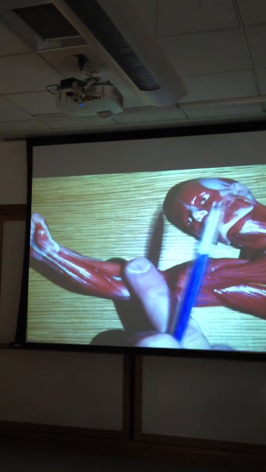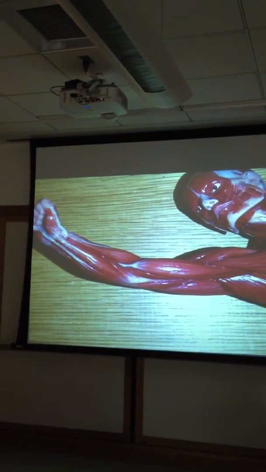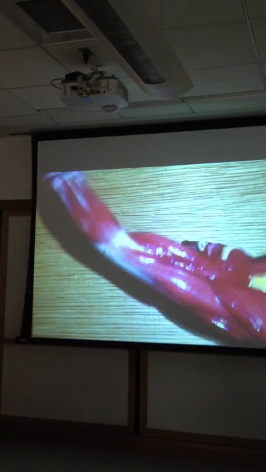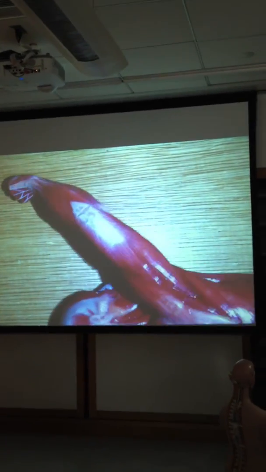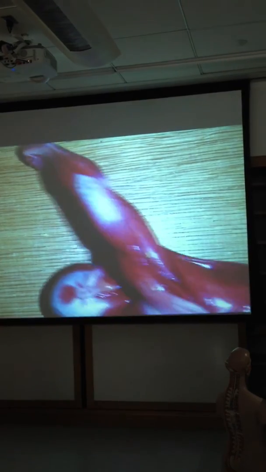So that's the biceps brachii, and it flexes your forearm. On the back of it is your triceps. And it extends your forearm.